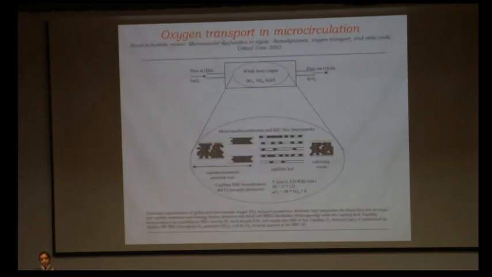Now we come to how oxygen is transported in the microcirculation. So this is the arteriolar end, this is the venous end and this is the capillary flow. So the capillary flow, as we see, is heterogeneous. Because the network is so large, depending on the RBCs which are there, the supply to the tissues is given.